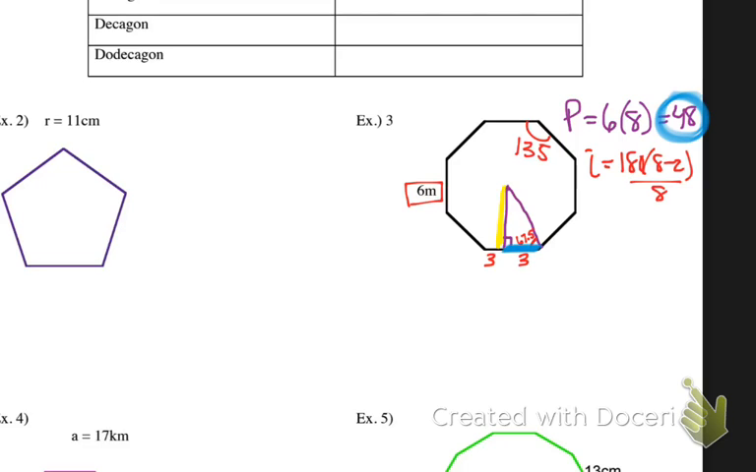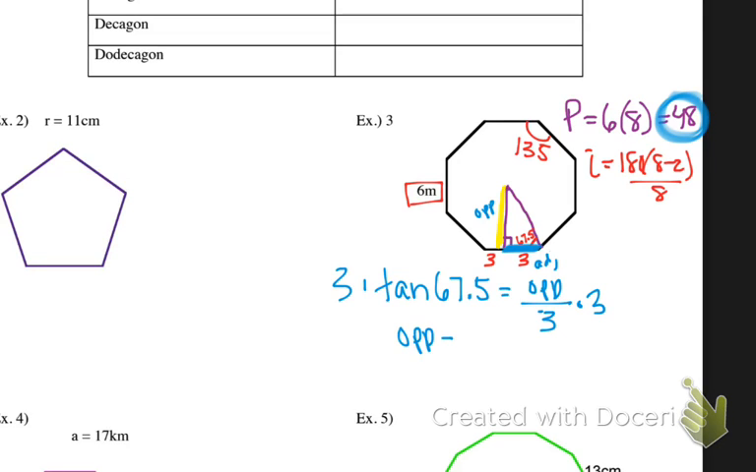In blue here, that is the adjacent side. And we are going to want to find the opposite side. That's our apothem. So this is going to be tangent of 67.5 equals the opposite side over the adjacent. Multiply both sides by 3. And that should give us 7.2 for the apothem.